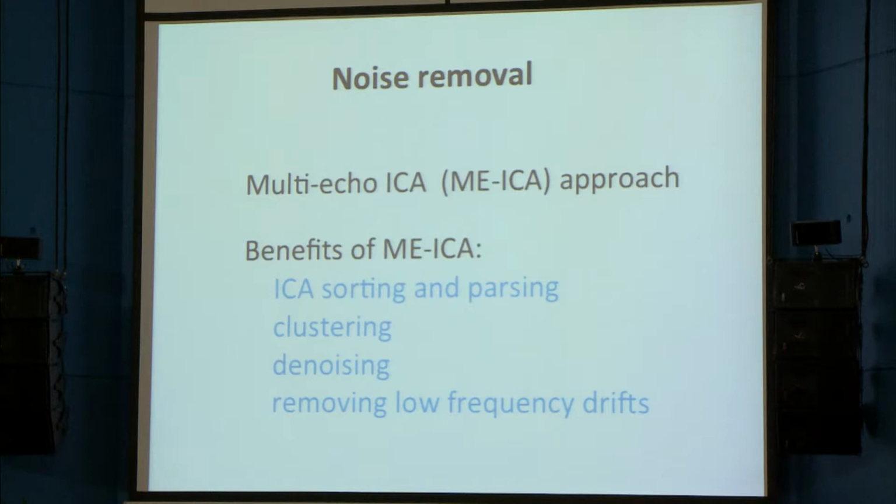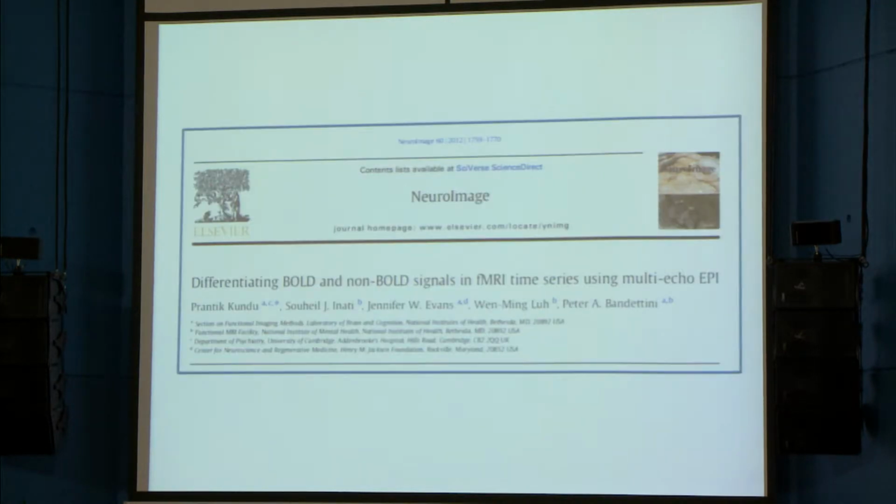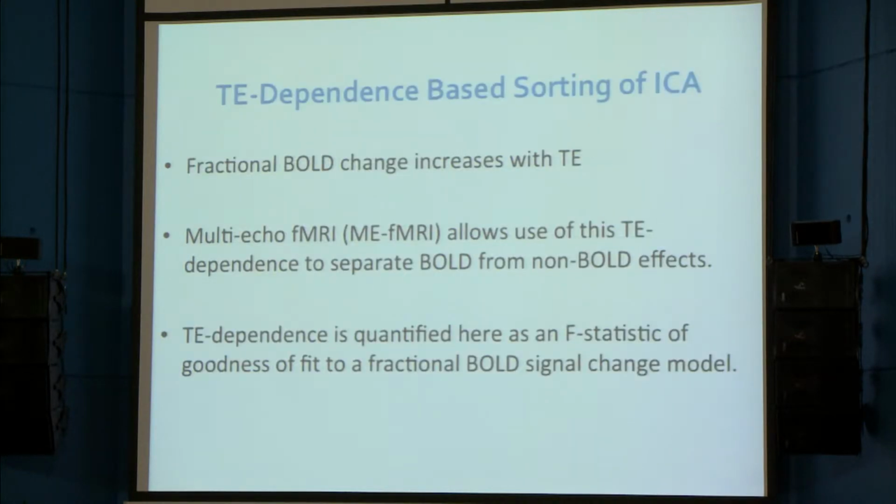And we call this multi-echo ICA. I'm just going to show you some examples of this. This is a paper by a really good graduate student of mine, Prantik Kundu, who started this effort. Like I said, the basic idea is that the fractional bold change increases with echo time. So we have to collect several echo times to pull that information out. We can't just use one echo time like we typically do when we collect our data.